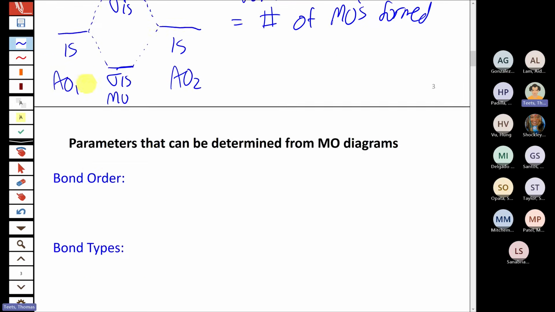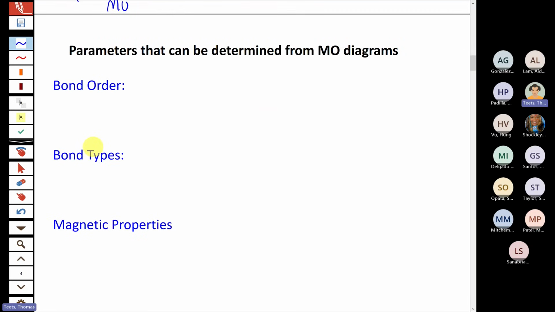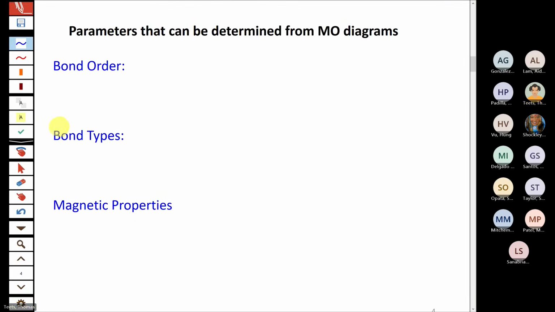But anyway, we're going to get some parameters that can be determined from the molecular orbital diagrams. One of those is the bond order. Bond order we already talked about is single, double, or triple, a bond order of 1, 2, or 3 typically, although we will see fractional bond orders in some of the molecular orbital diagrams.